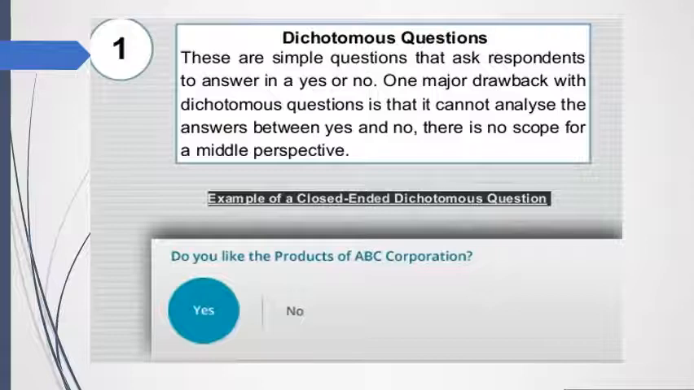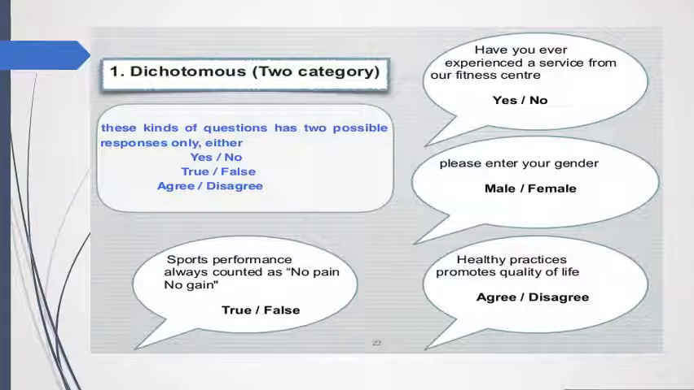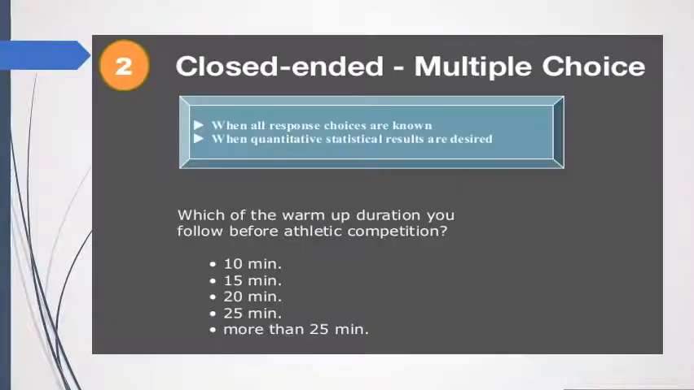Dichotomous questionnaire means when there are two options, yes or no, male, female, or simple questions which ask the respondent to answer with one of the two options that are given. Like for example, look over here, it can be yes or no, or true and false, agree, disagree, male, female. So these are known as dichotomous, meaning two. Di means two, two categories are there.